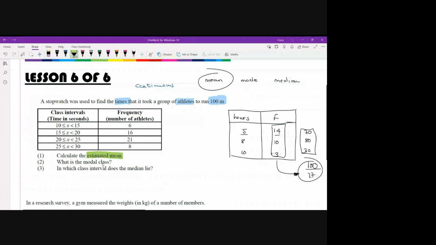They're going to ask us, what is the modal class? So they want to know what the modal interval is. Same with the median. They're going to say, in which class interval does the median lie? They will not ask for a specific value. They want us to give a measure. So from this to that.